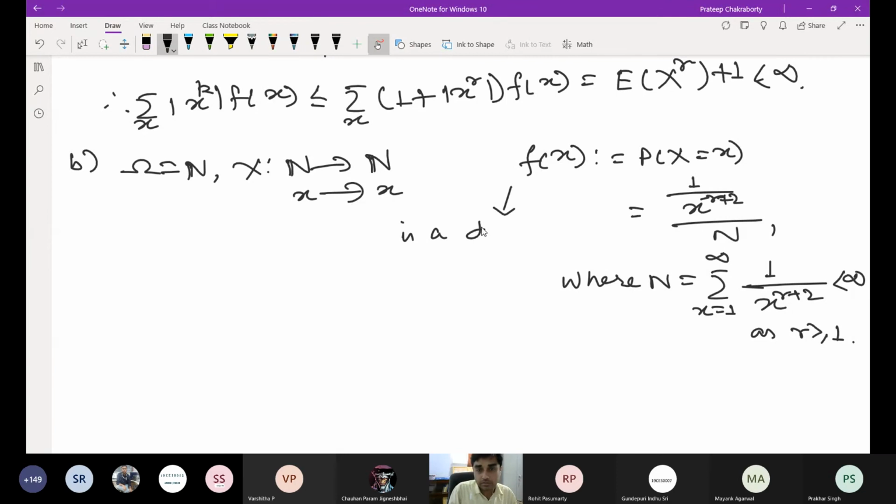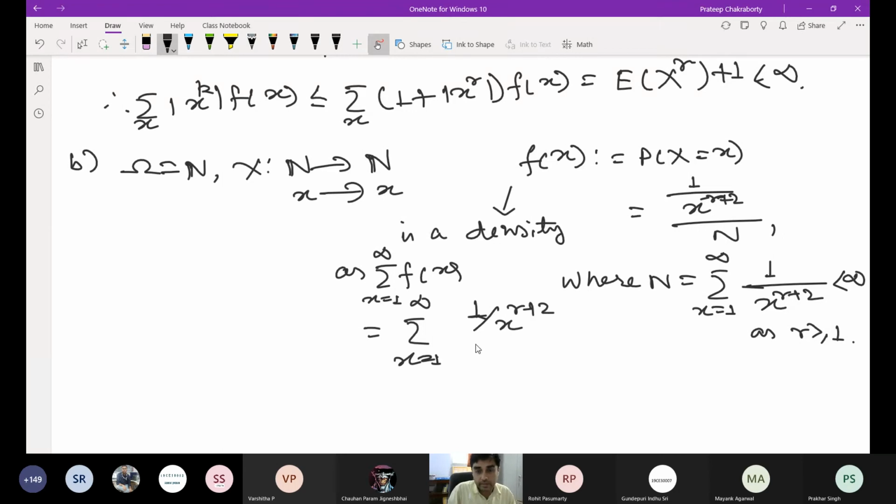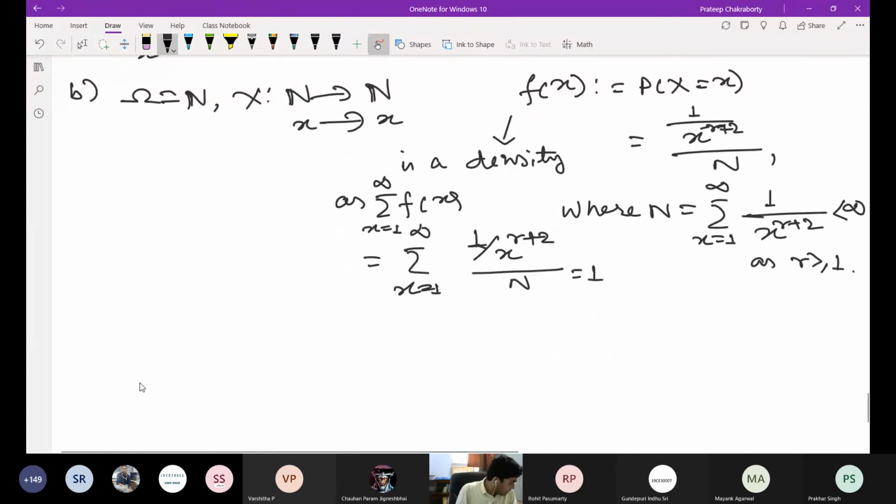We can prove this easily, because first of all this is a non-negative function. If you take just the summation of f(x), that is nothing but the summation of 1 by x power (r plus 2) by n, which is 1. So that's why this is a density function or probability mass function.